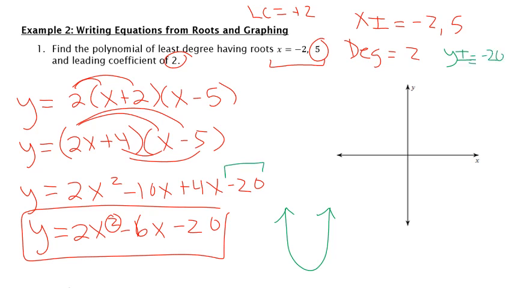So if we want to try to sketch that, it might help a little bit. And then that's all we really have to do for this problem. So I go to -2. I'm going to go to +5. I know that I have a y-intercept maybe of -20. I'll put that down here.